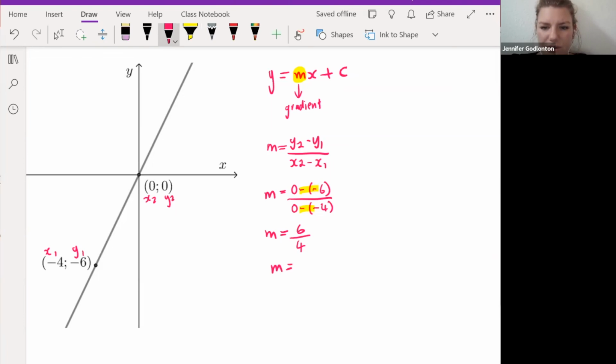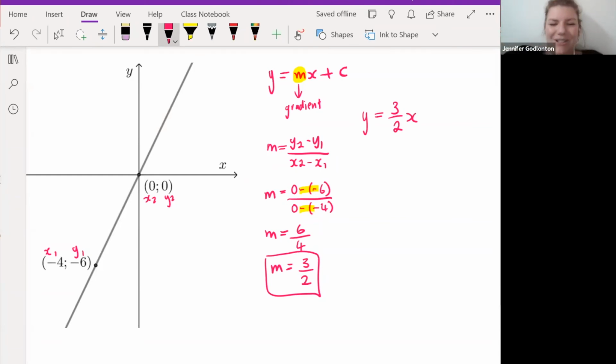Ma'am, I got different answers. First, I got 3/2. Then I got 1.5. Yes. Leave it as an improper fraction. So leave it at this point over here. And then, ma'am, your last answer is going to be y equals 3/2 minus 6 because of the y-intercept. 3/2x.